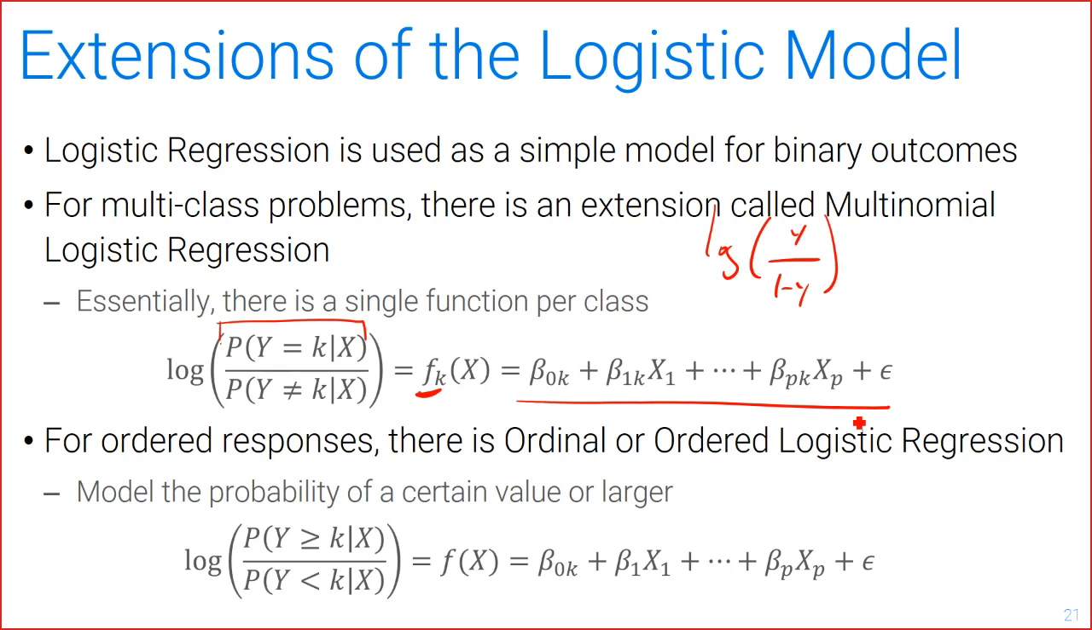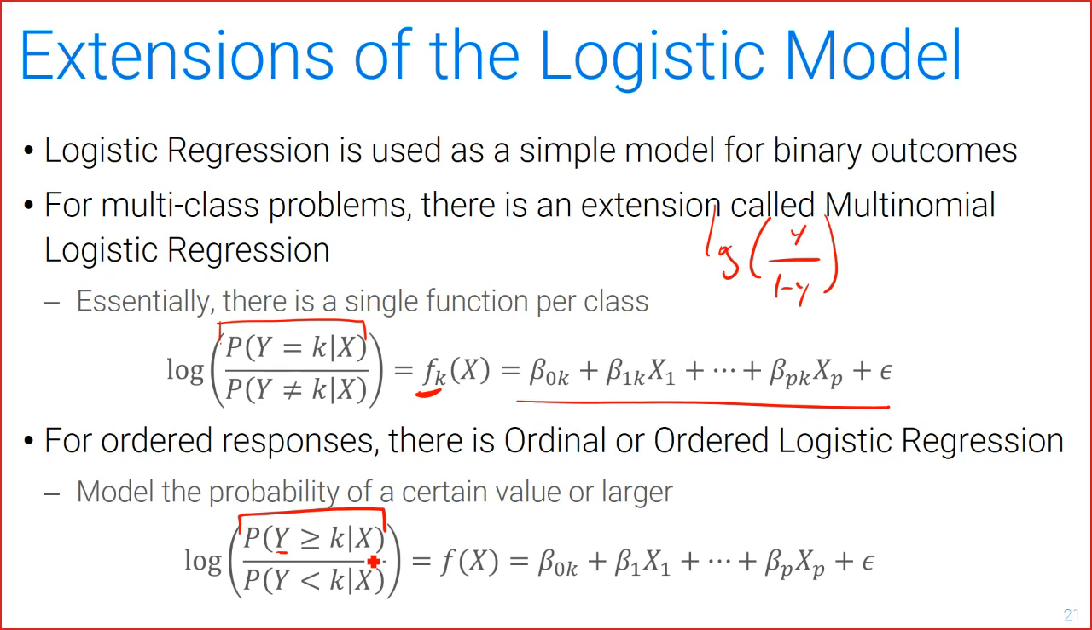And if we have ordered responses in which there's some kind of order between the classes, so let's say we're modeling an ordinal variable that is low, average, and high. There is an order between them. Low is supposed to come before average and before high. Then what we could model is the odds of the response being higher than a certain class. And it's essentially modeling the same thing. It's just an odds ratio.